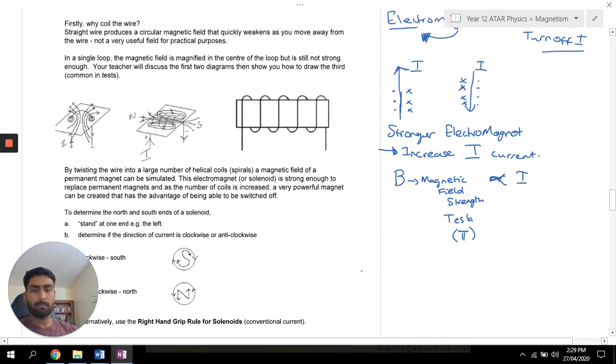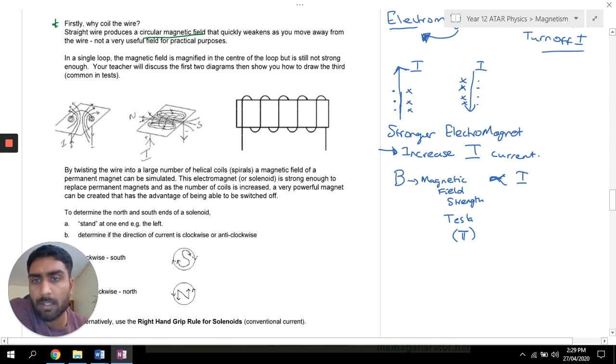Let's go green. All right. Now, let's start off with the coiled wire, and then we can look at how to make a solenoid even stronger. So firstly, why coil the wire? This is the question. A straight wire produces a circular magnetic field, and it weakens as you move away from the wire. So we know this. It's not very strong. In a single loop, the magnetic field is magnified in the center, but it's still not strong enough.